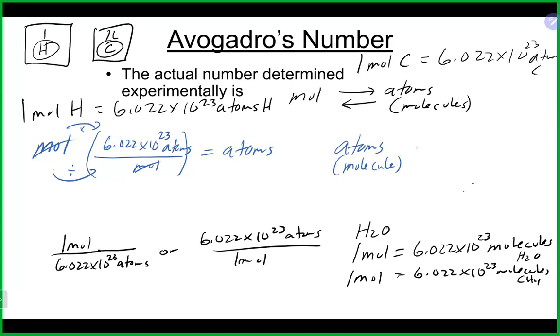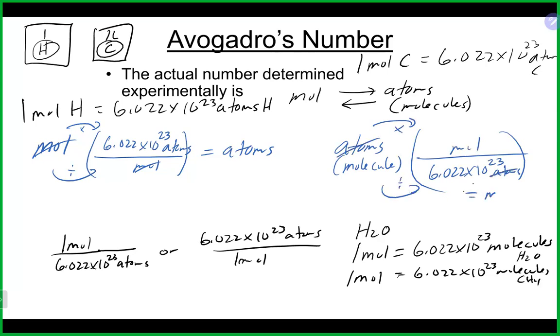you need to divide by Avogadro's number. Put it in the opposite location. Again, multiply and divide. Atoms will cancel, going to leave you moles. So again, that is mathematically how you would use Avogadro's number. And again, it should mention something about atoms or molecules in that problem for you to use it.